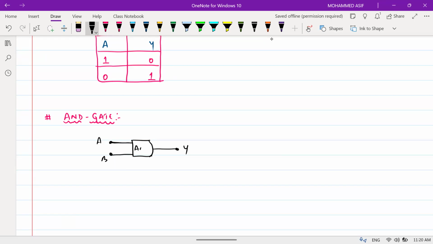So this is your AND gate. This D symbol is like a D shape like this. Clear? So the Boolean algebra for this one is Y is equal to A dot B. So A dot B means Y is equal to A and B. So how do we read it, beta?